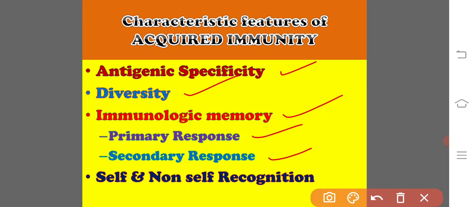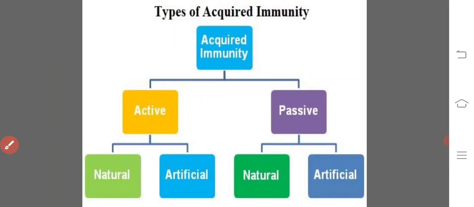And the fourth one is self and non-self recognition. Self-tolerance is one of the unique characteristics of the immune system, which prevents it from reacting to the body's own molecules while still effectively eliminating foreign antigens. Multiple mechanisms ensure self-tolerance. Failure of these mechanisms may lead to autoimmunity. So, antigenic specificity, diversity, immunologic memory and self and non-self recognition are the main characteristic features of the acquired immunity.